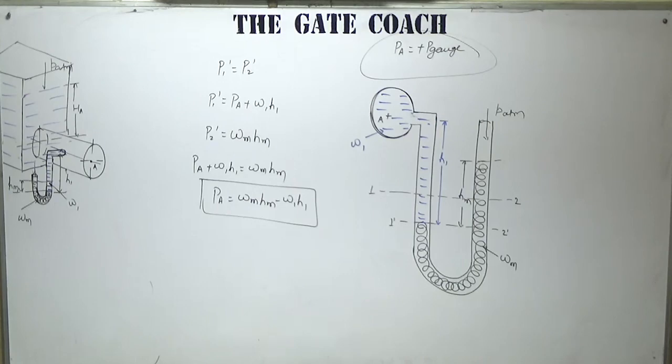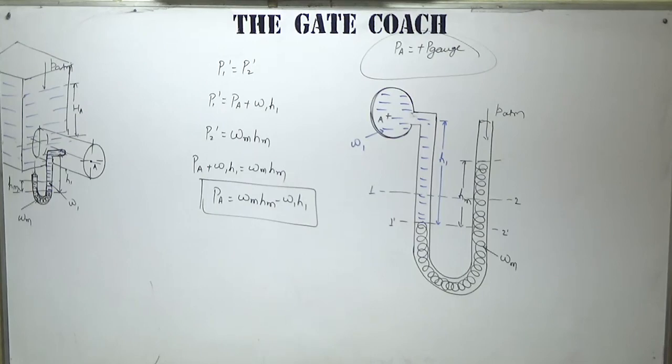Determine the pressure of water in the pipeline if the difference in level of mercury in the limb of U tube is 10 centimeter and the free surface of mercury is in level with the center of pipe. First step.